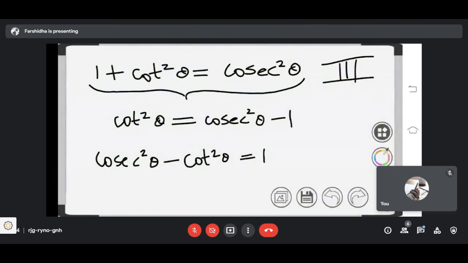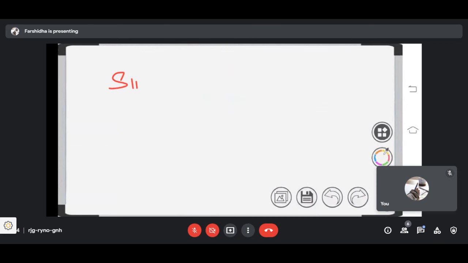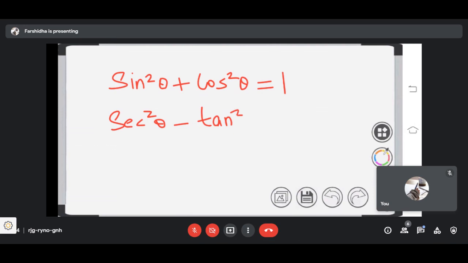So from all the identities, you can conclude that sine square theta plus cos square theta equal to 1. Then you can write sec square theta minus tan square theta equal to 1. Finally, cosec square theta minus cot square theta equal to 1. These are the three identities.